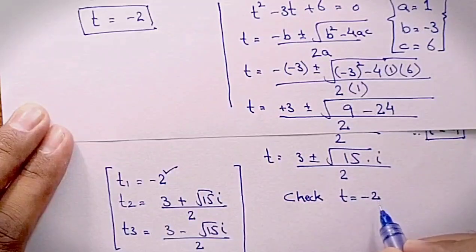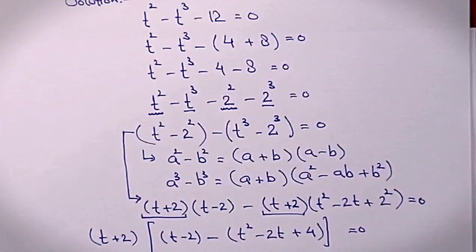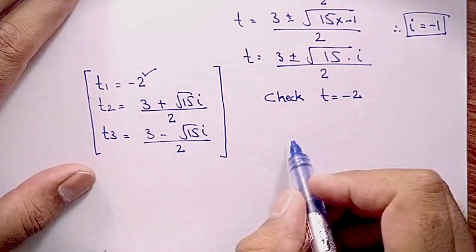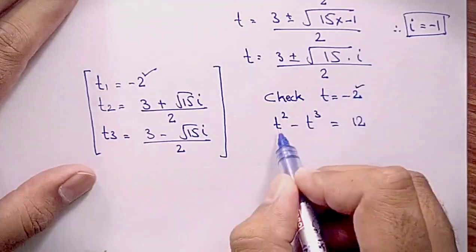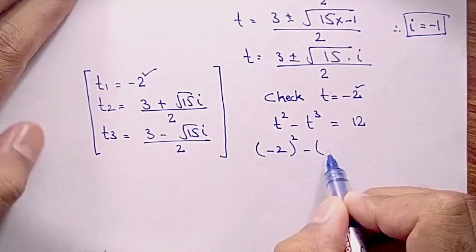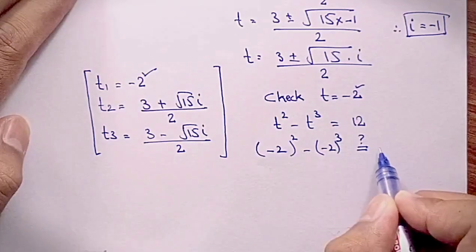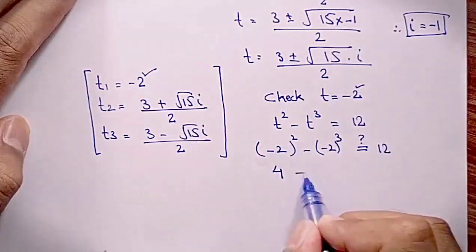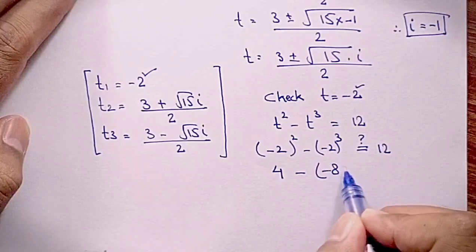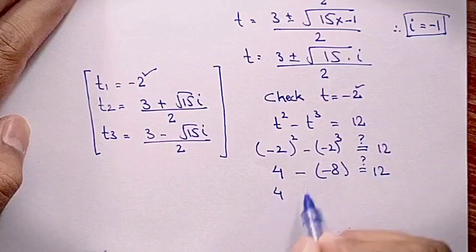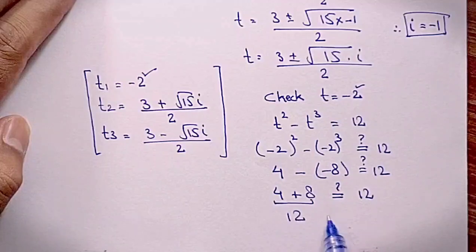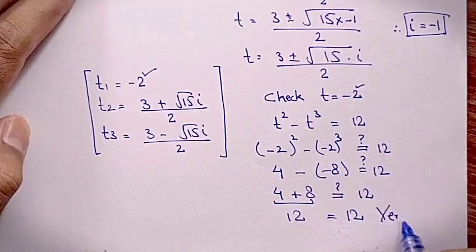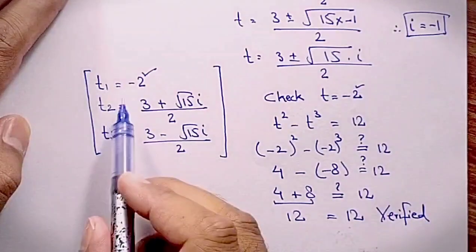Now to check t equals -2 in our problem, we have t squared minus t cubed equals 12. This is not x, we are checking for t. So putting in the value of t, which is -2: parentheses -2 squared minus parentheses -2 cubed, is it equal to 12? Then -2 squared is positive 4, minus -2 cubed, which is -8. Negative and negative will be positive, so it is 4 plus 8, is it equal to 12? Now 4 plus 8 is 12, equals 12. So verified. When the left side and right side are equal, it is true for the value of t, which is -2. Also, these two complex solutions are correct.